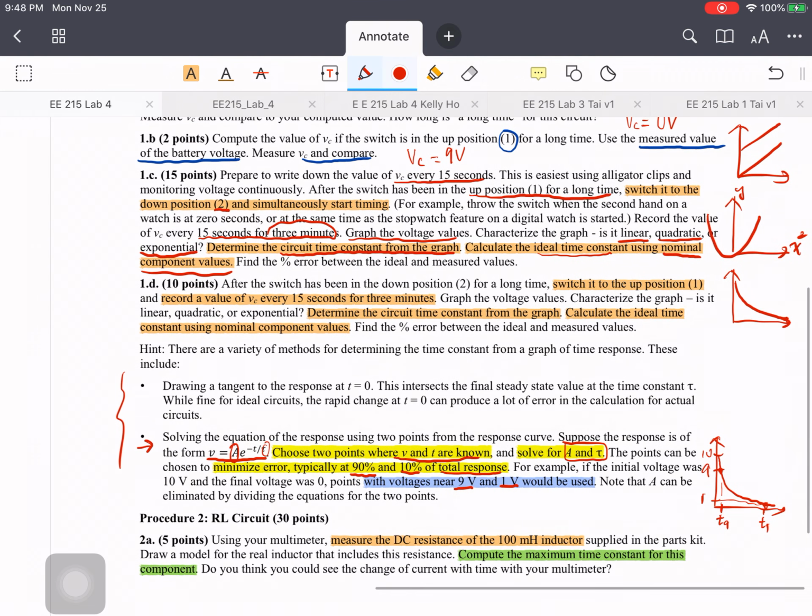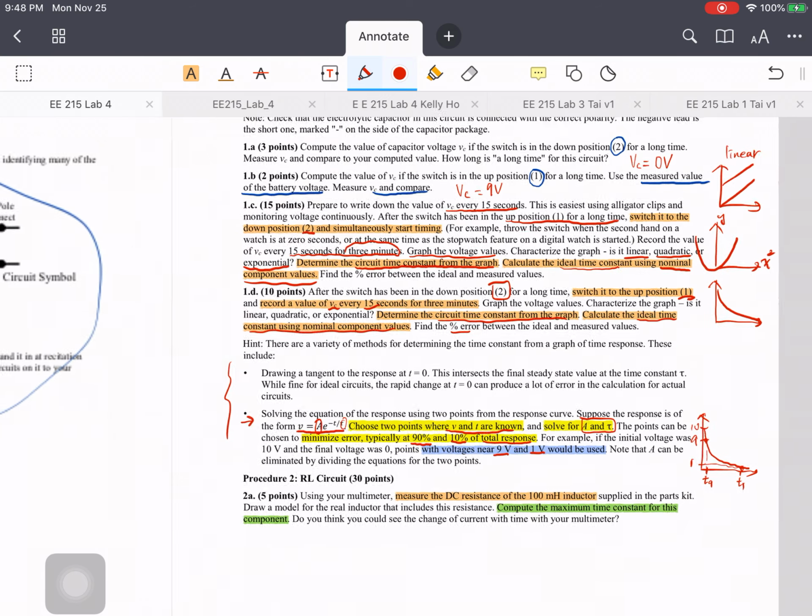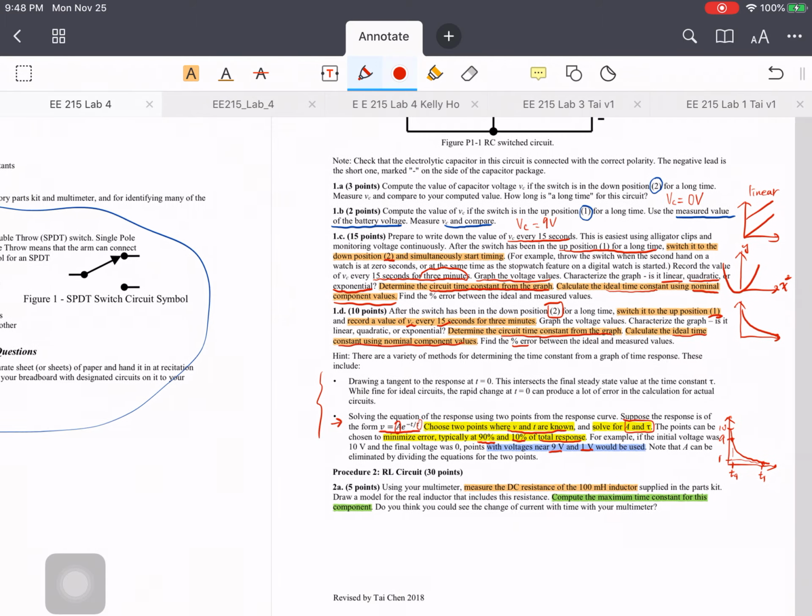Okay, so now we move on to 1D. So 1D, it says that after the switch has been in position 2 for a long time, switch to position 1 and then record Vc for every 15 seconds. Also, you have to determine the time constant from the graph and then calculate the ideal time constant using the nominal values and then find the error. So this is the first procedure.